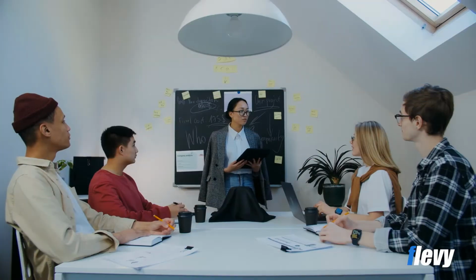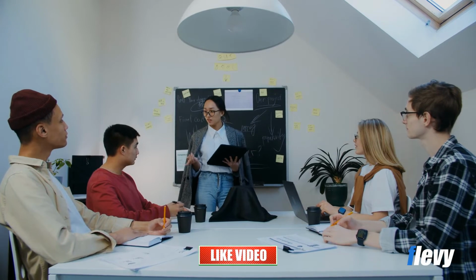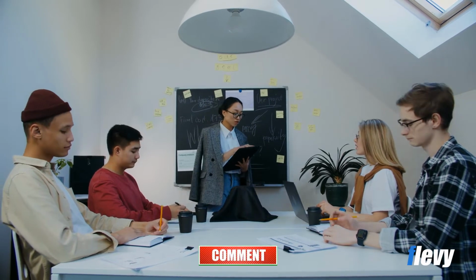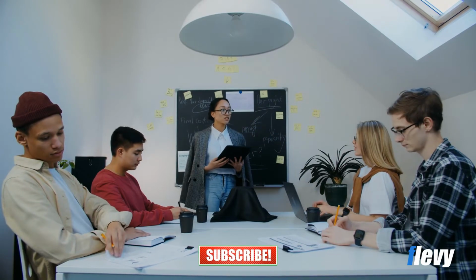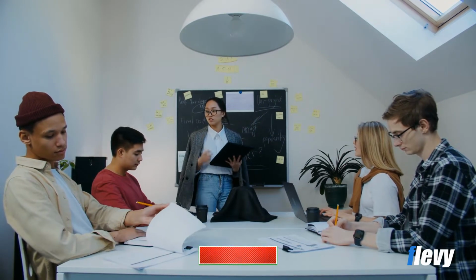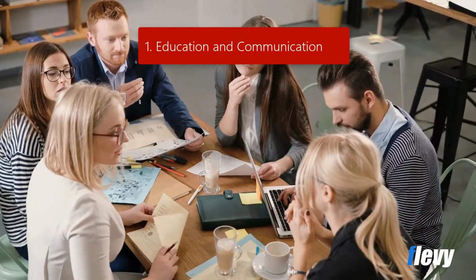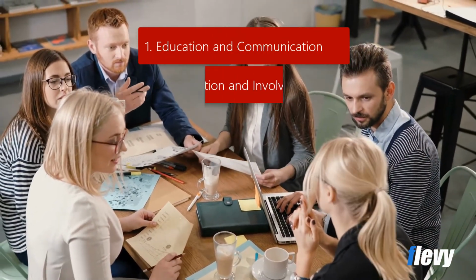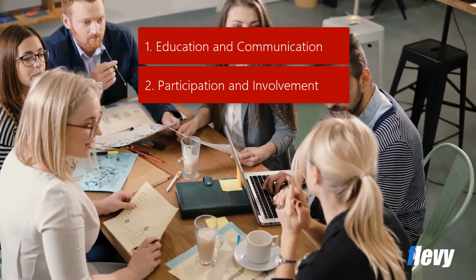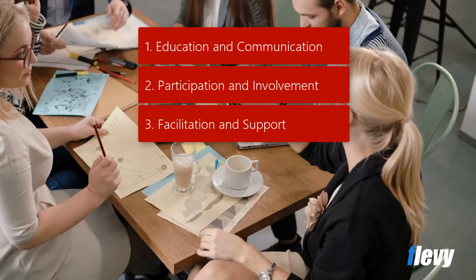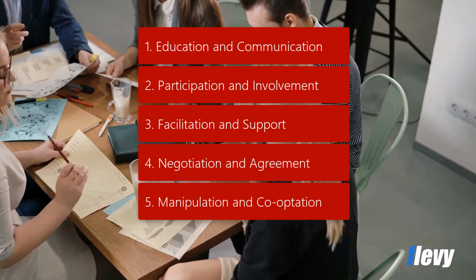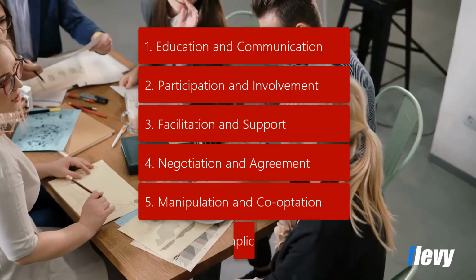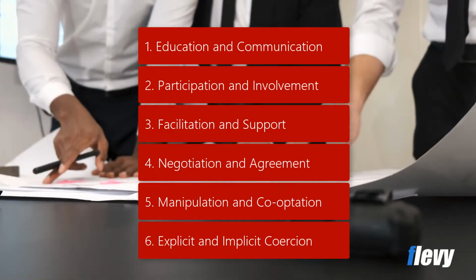Unfortunately, the greater the change, and the larger the organization, the greater the resistance to change. The 6 change approaches is a framework to prevent, decrease, or minimize resistance to change in organizations. These 6 approaches are: 1. Education and communication. 2. Participation and involvement. 3. Facilitation and support. 4. Negotiation and agreement. 5. Manipulation and co-optation. And lastly, explicit and implicit coercion.